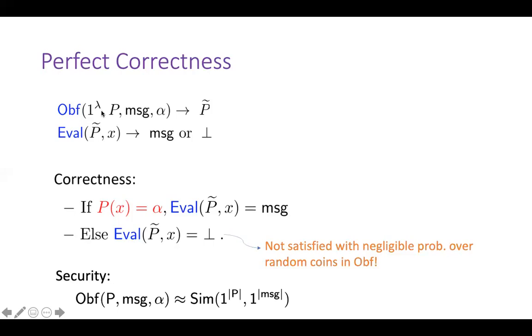Well, this scenario occurs in many other crypto papers. We know so many schemes in cryptography which are only statistically correct, and we are satisfied with them. And now we can ask, what's the big deal if lockable obfuscation is only statistically correct? Let's see some applications where perfect correctness is actually required.